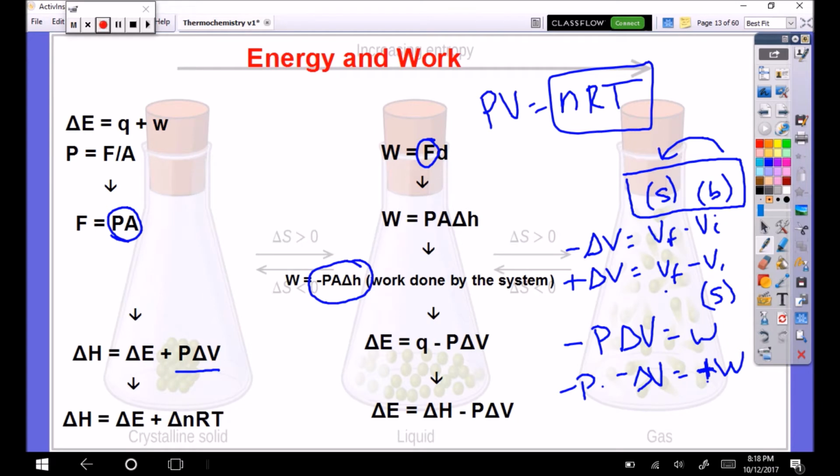If we have a smaller volume to start and we go to a bigger volume, we are expanding our system. It's going to be a positive delta V. Negative times a positive gives you a negative, and that will affect our original equation up here. Okay, cool.